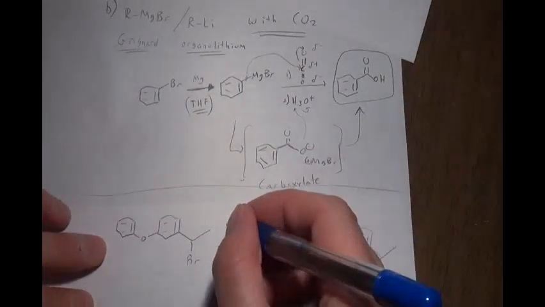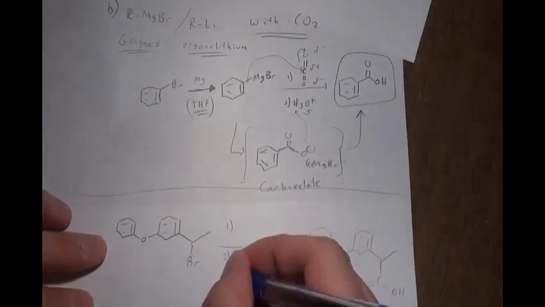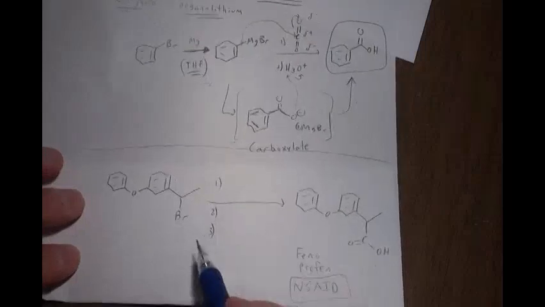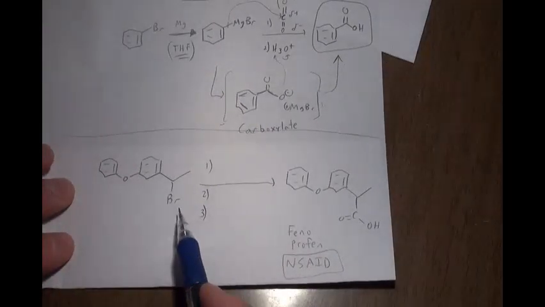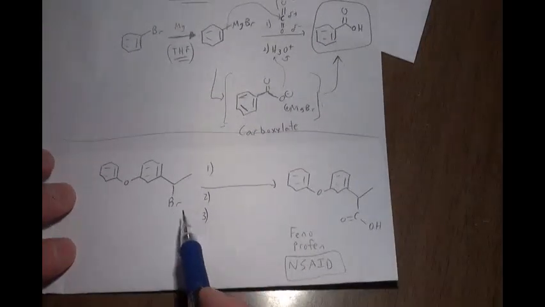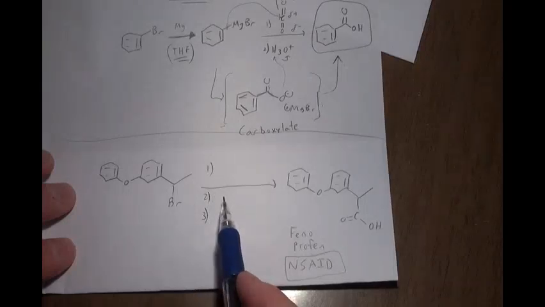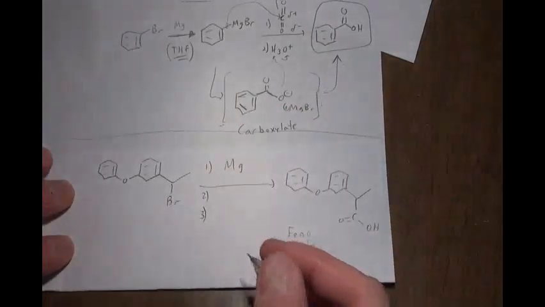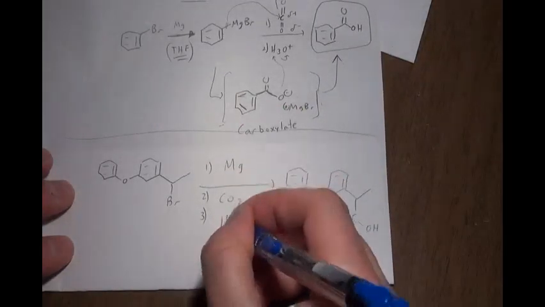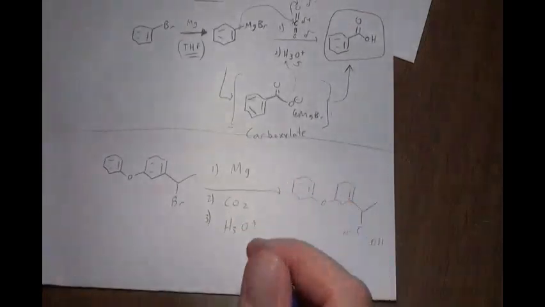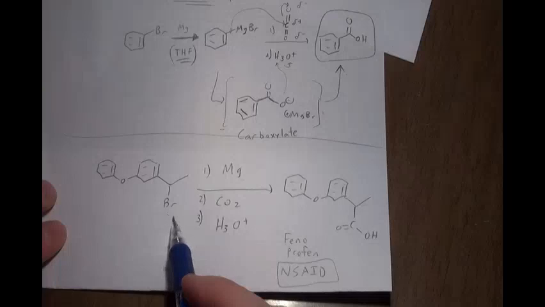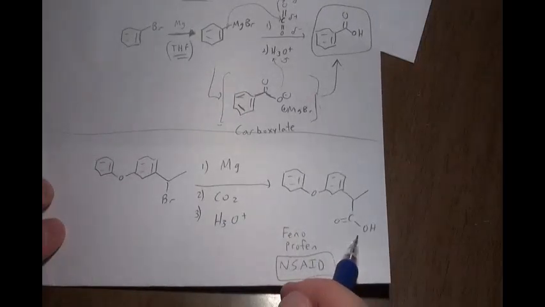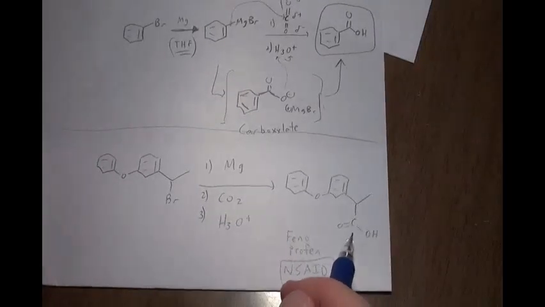Well, there's a three-step process. 1, 2, 3. Synthetically, how do we do this? We're trying out this Grignard method. So maybe first you make a Grignard, then you throw in something, and then you throw in H3O, right? Magnesium, CO2, H3O. Okay, so now we know a way to convert an alkyl bromide to an alkyl carboxylic acid. Okay, Fenoprofen.